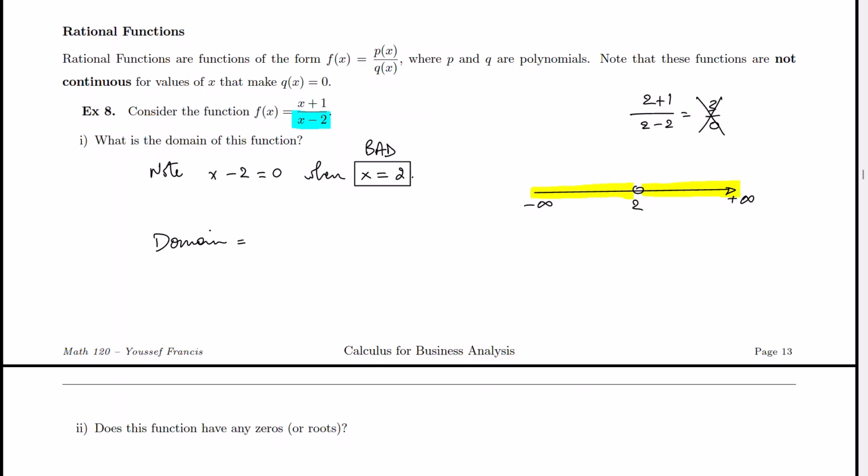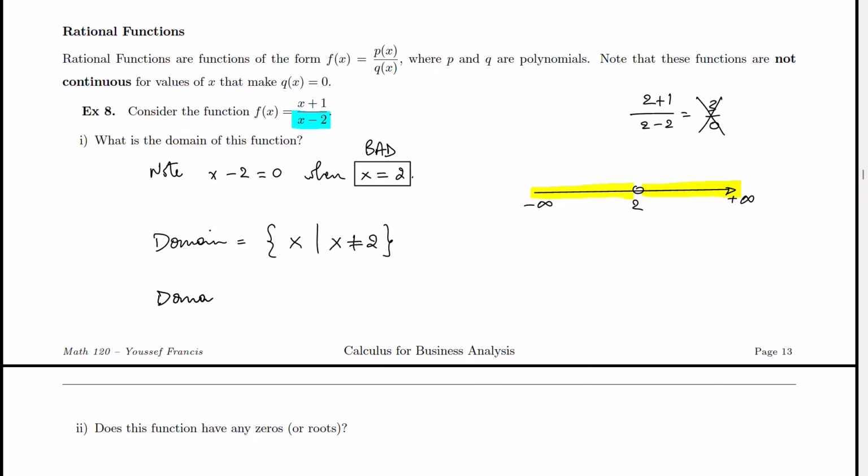So how do I say that? We have two different ways. We can either use the set notation or the interval notation. So I'll start with the set builder notation. The domain is every x as long as I don't pick the number 2, which is the bad number. So this is the set builder notation.